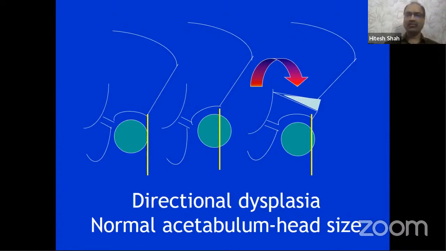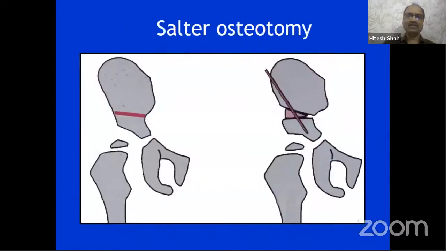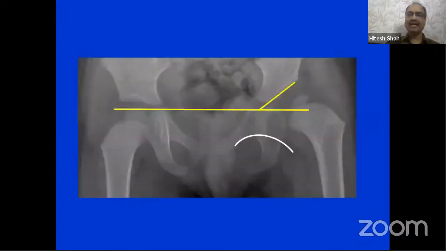and improve the coverage on the anterolateral aspect of the femoral head. So this is the schematic presentation of acetabular dysplasia corrected with the Salter osteotomy. And whenever it's a complete innominate osteotomy, it is always fixed with a single or a double wire and a graft.